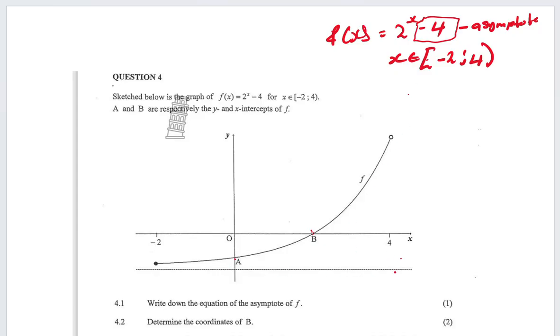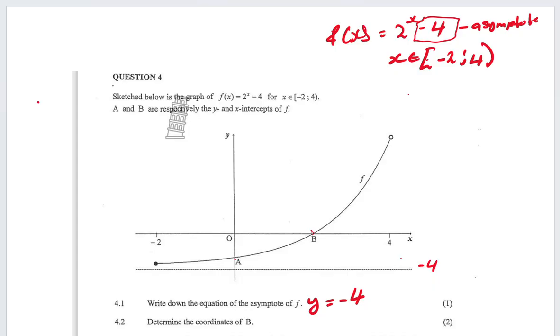And this is the equation of the asymptote. Here we have negative 4, then we're going to say y is equal to negative 4, like that. So determine the coordinate of b. They want the coordinate of b. What do we know about b? We know that b is an x-intercept, our y equals 0. Let's go and calculate it.